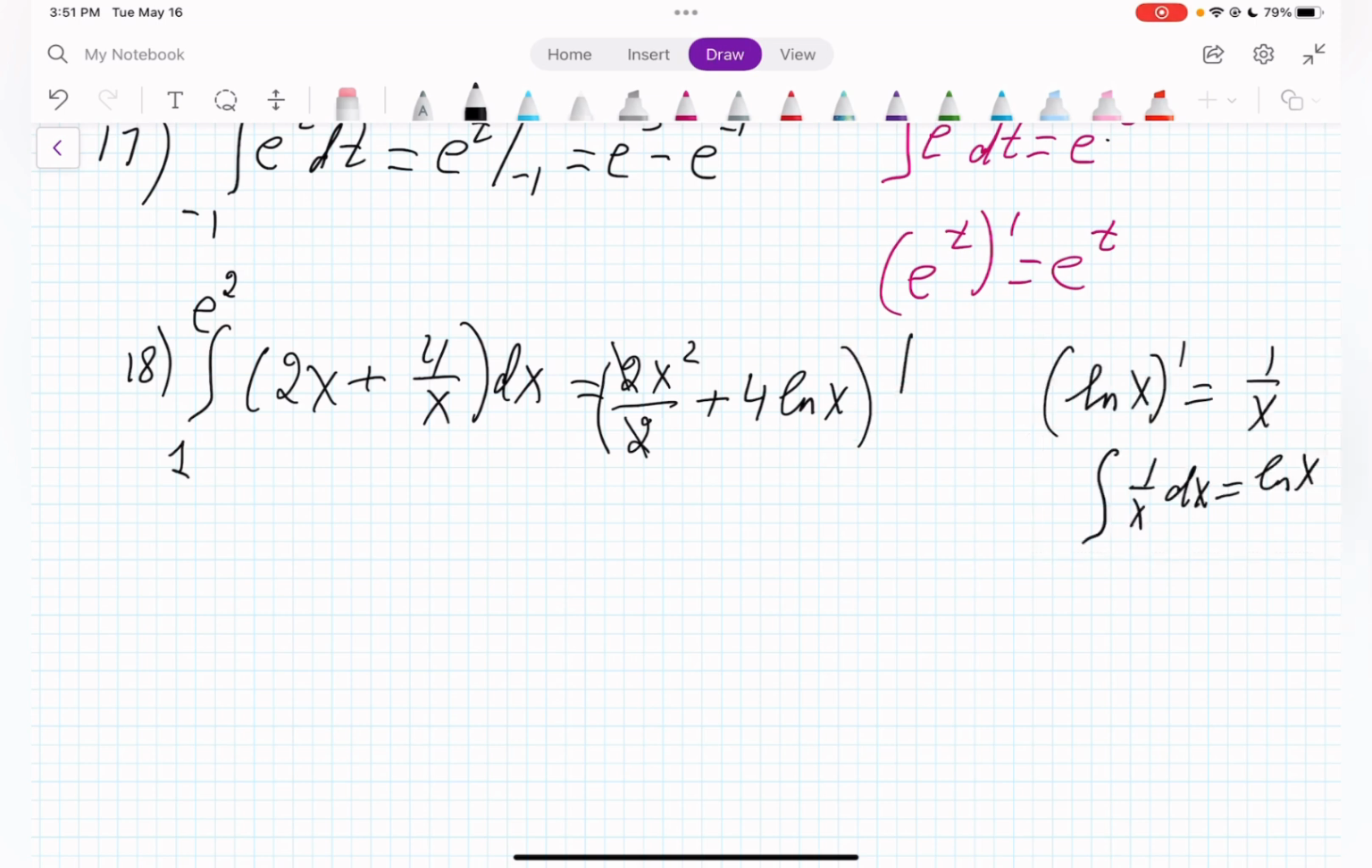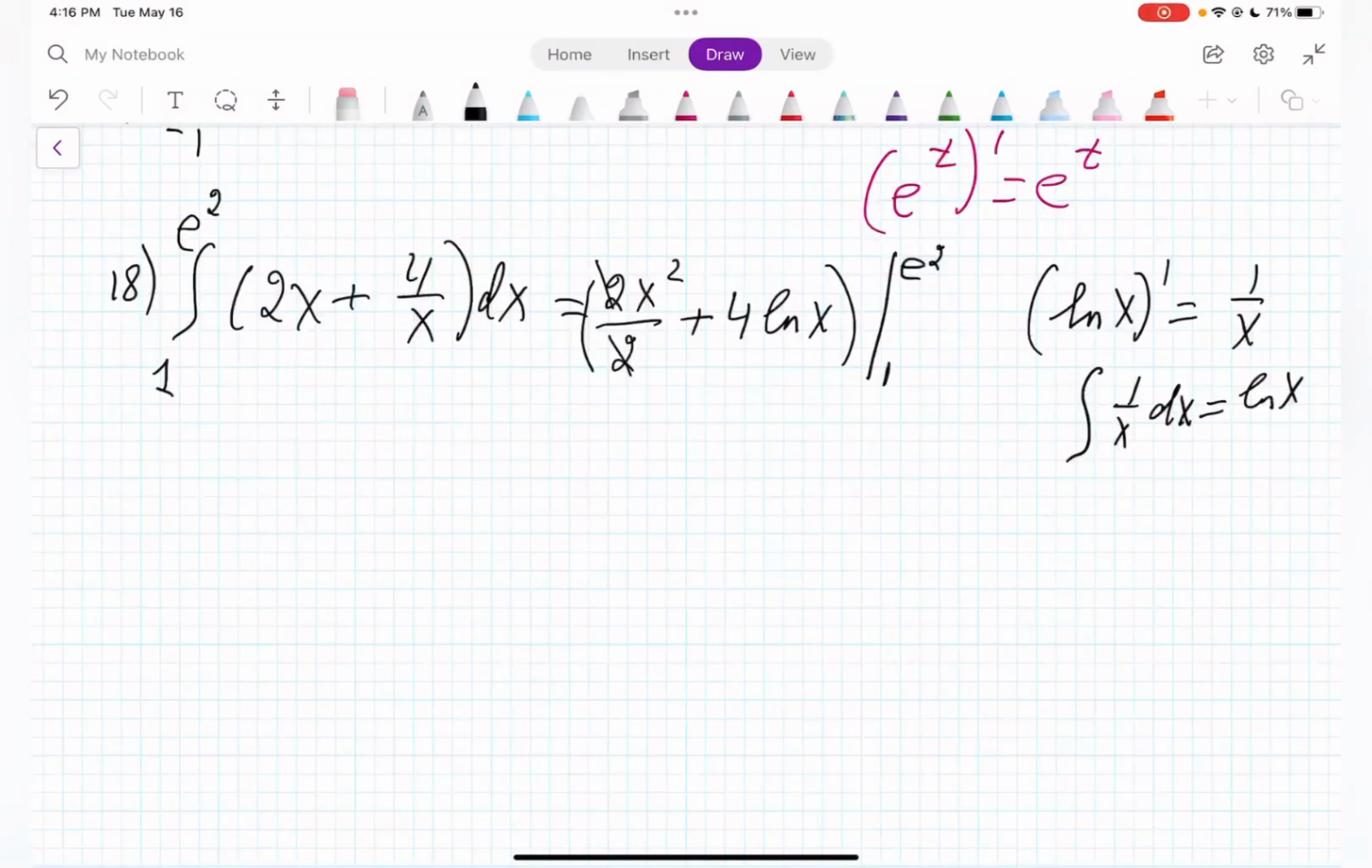Okay, so natural log x, and we are going to do it on interval 1 and e squared. Okay, so let's start working. So we get e squared to power 2, right?